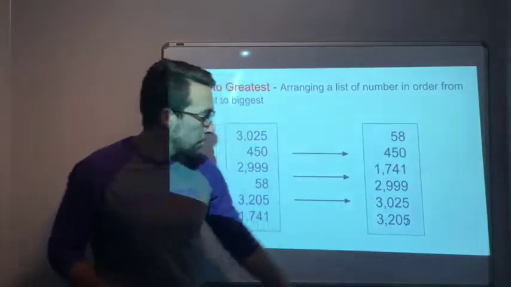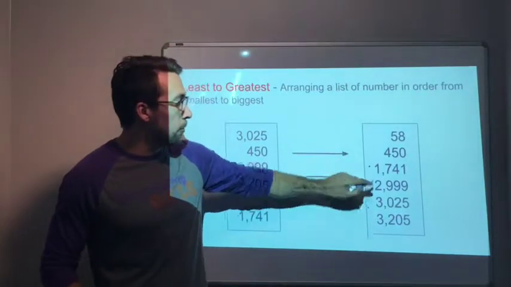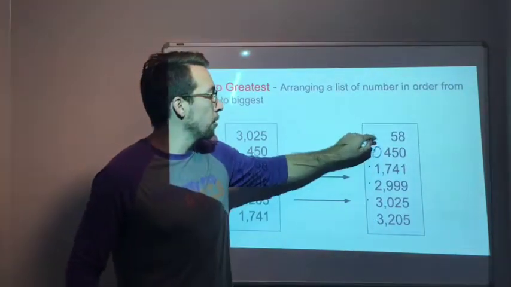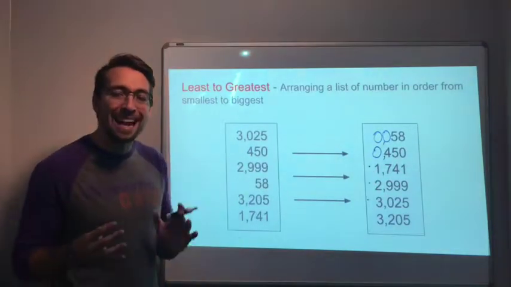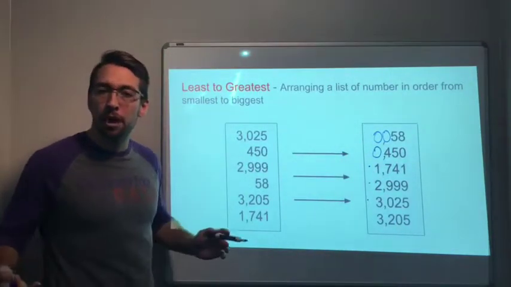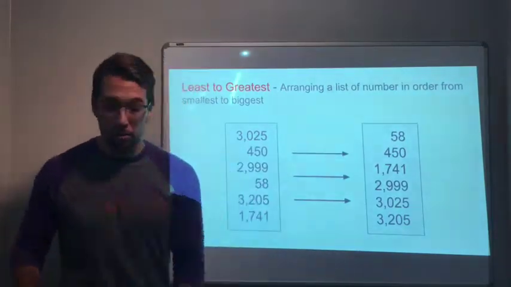Okay? I want to show you, we have 4 digits, 4 digits, 4 digits, 4 digits, 4 digits, 4 digits. We can always add zeros to the left of a number. It's not a big deal. Add zeros, you can keep your column straight, and it'll help you in the end.